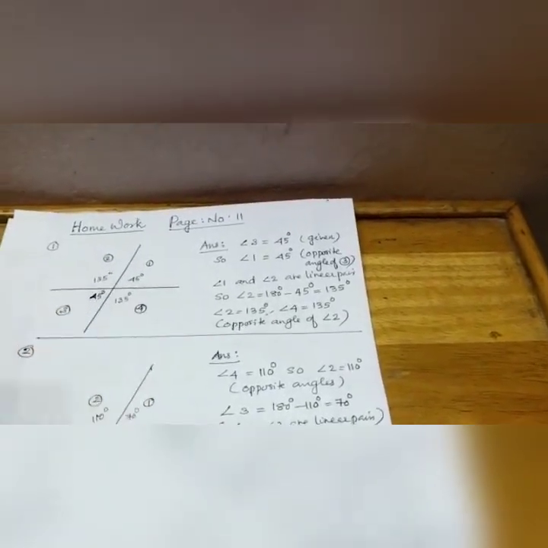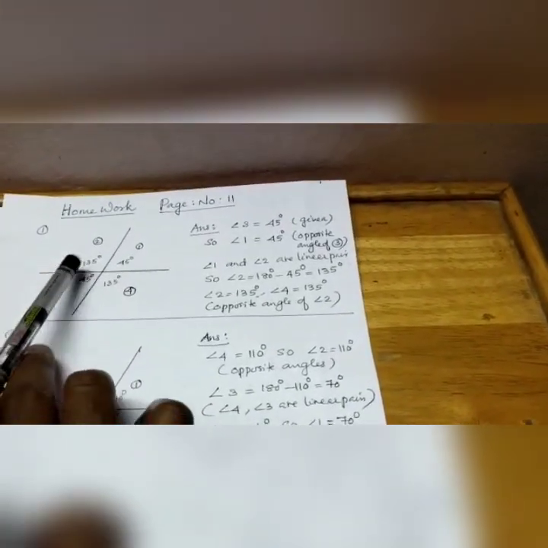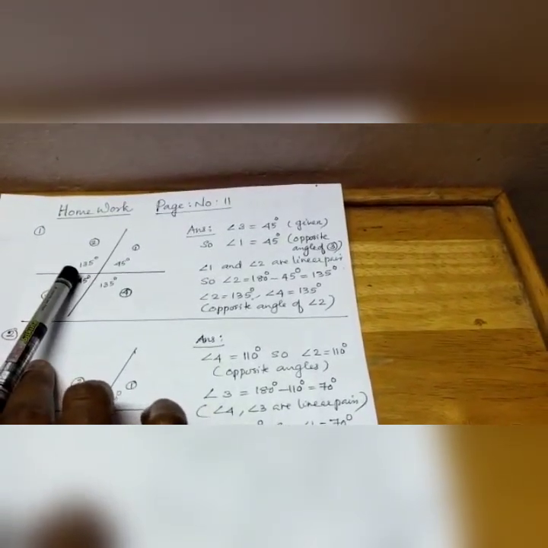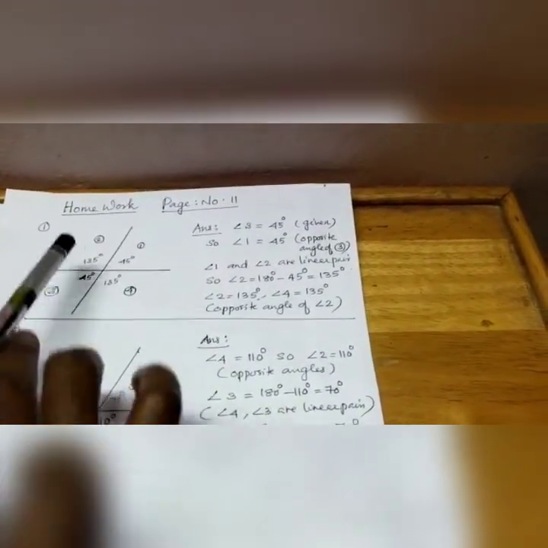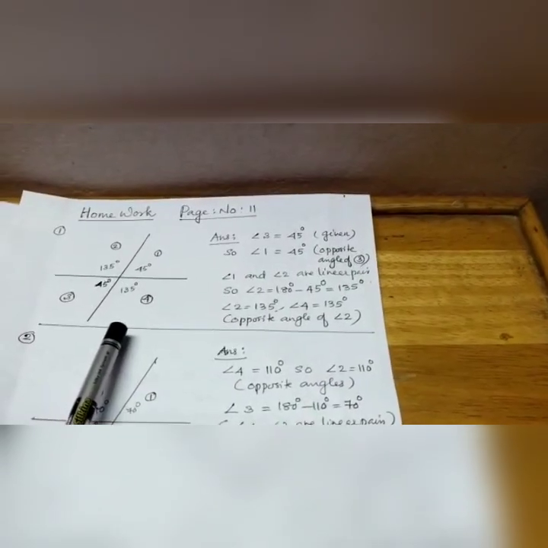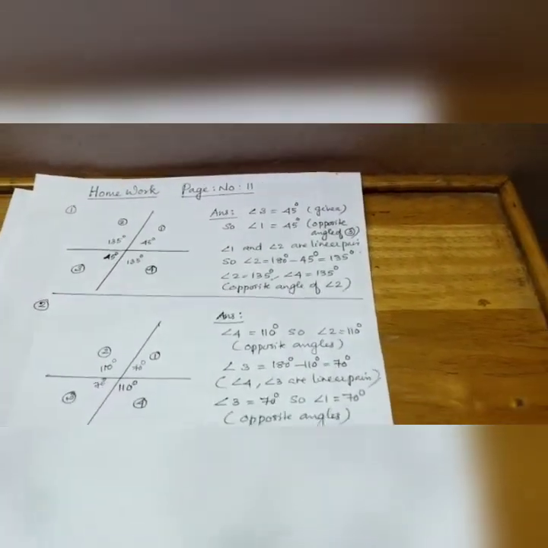Angle 1 and angle 2 are a linear pair. Therefore, angle 2 is 180 minus 45, that is 135. Angle 3 and angle 2 and angle 4 are opposite angles. Therefore, angle 4 is also 135.